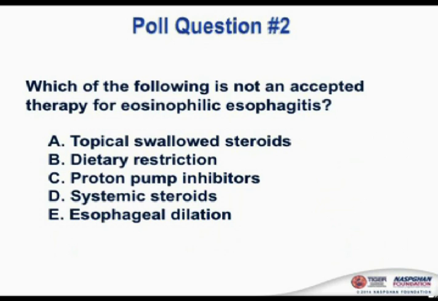So the next poll question is this. Which of the following is not an accepted therapy for eosinophilic esophagitis? A, topical swallowed steroids. B, dietary restriction. C, proton pump inhibitors. D, systemic steroids. Or E, esophageal dilation. And again, we'll come back to this in a little while.